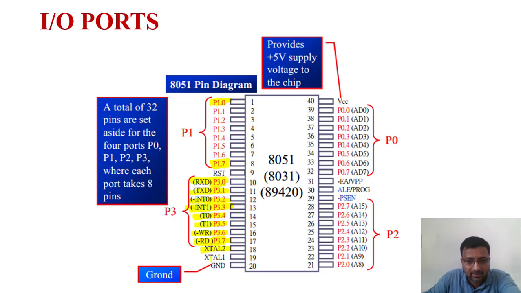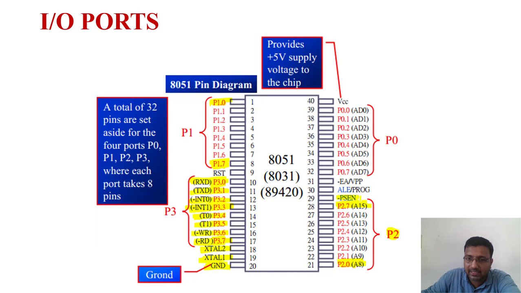XTAL2 is there, that is crystal 2, and XTAL1, that is crystal 1. Over here we can connect a crystal. Then the ground pin is there. On the right-hand side we have P2.0, which starts from the bottom till P2.7, pin number 20. This is also multiplexed, with A8 to A15 address lines, and this is port 2.